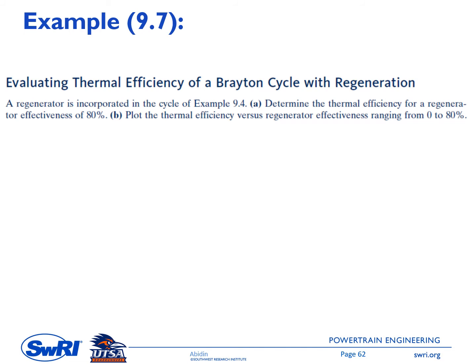Let's have a look at this example. This example is 9.7 in the textbook. We will use the previous example, example 9.4, which I believe is a standard Brayton cycle. We only have the components of compressor, combustor, and turbine, and in this example we incorporate a regenerator, and then we will see what the thermal efficiency of the system will be.